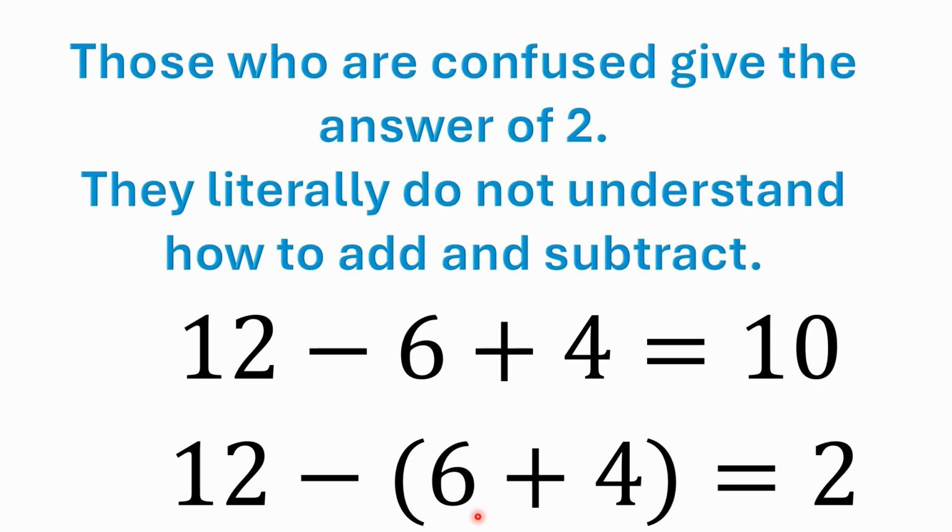12 minus, and then if you put the 6 plus 4 in parentheses, that does equal 2. But notice this negative sign does not affect the 4 unless you have parentheses around the addition. So what they're doing is, in their mind, they're trying to force this addition and then do this subtraction. But that's not what PEMDAS is telling us to do.